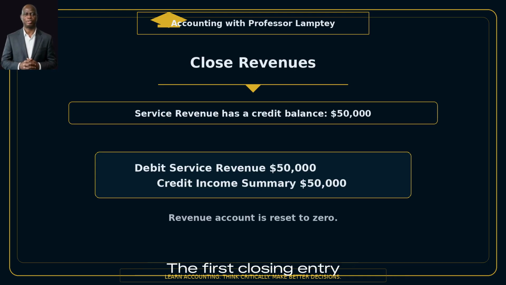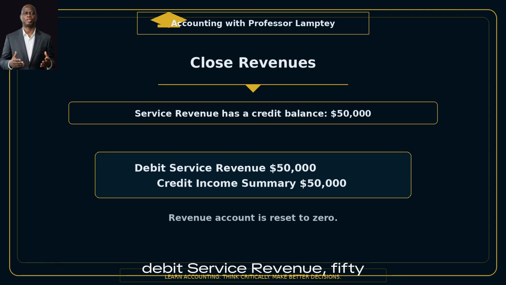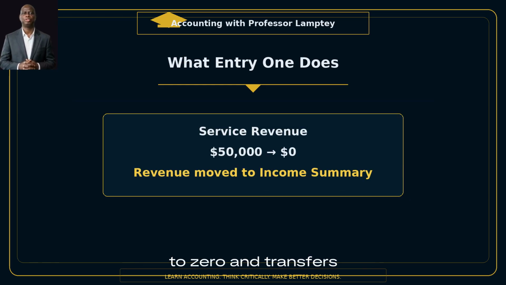The first closing entry closes revenue accounts. Revenue accounts normally have credit balances. To close a credit balance, we debit the revenue account and credit income summary. Assume the company has service revenue of $50,000. The closing entry is debit service revenue, $50,000, and credit income summary, $50,000. This reduces service revenue to 0 and transfers the revenue amount into income summary. The company did not lose the revenue. The revenue was measured for the period and moved into the closing process.